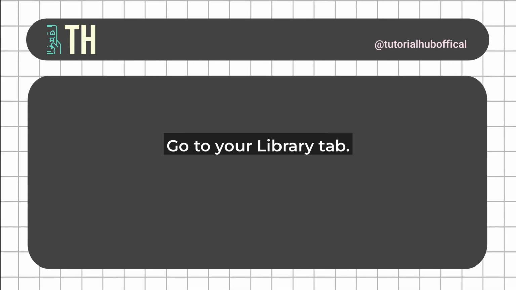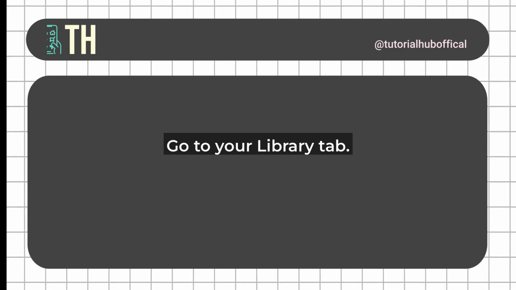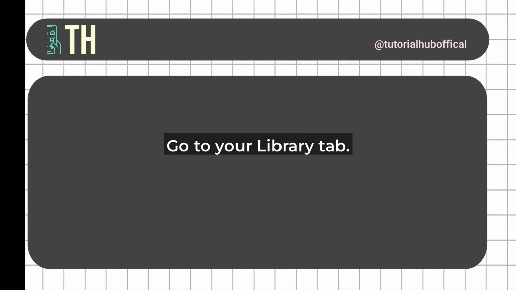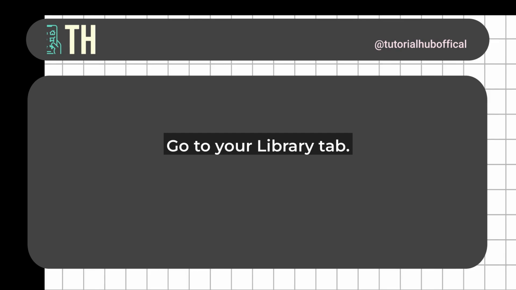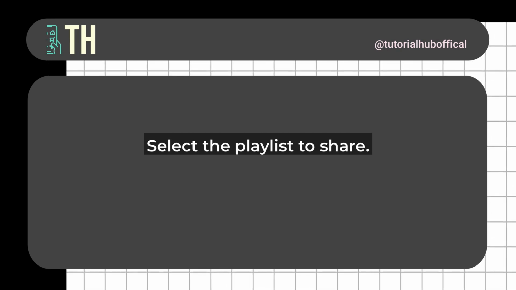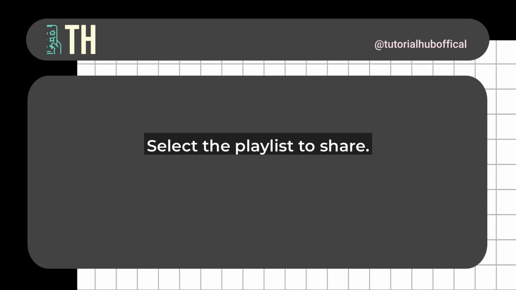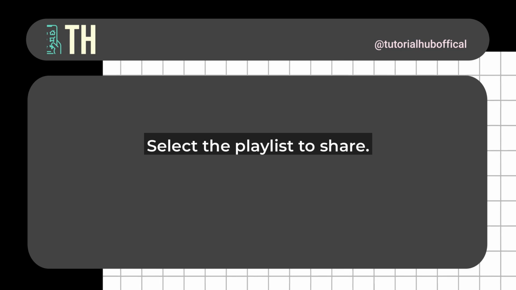Let's jump right in. First things first, make sure you have the Spotify app open on your phone, tablet, or computer. If you're not already logged in, go ahead and do that now. Once you're in, head over to your library. That's the tab where all your saved music, albums, and playlists live. It's usually at the bottom of the screen on mobile or on the left sidebar on desktop.